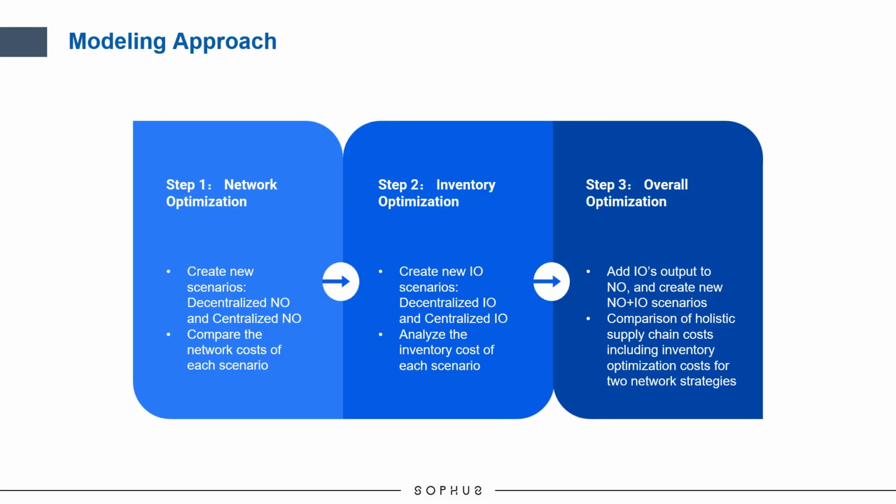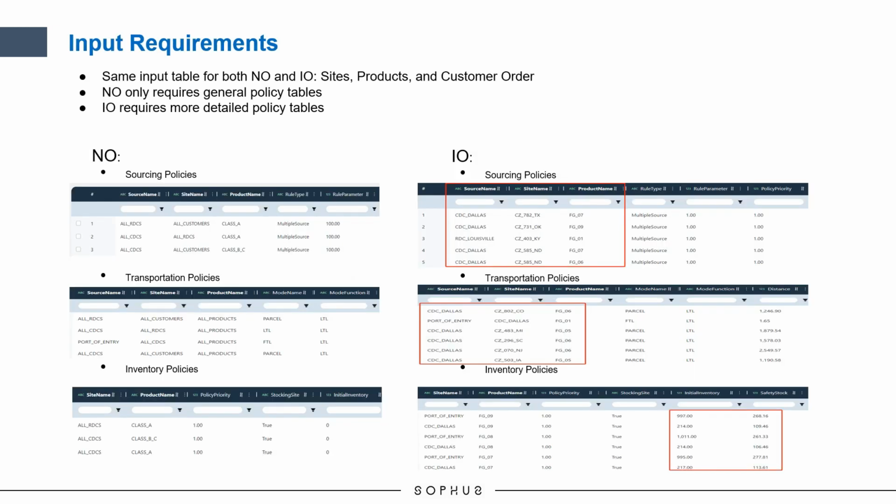Our methodology involved 3 steps. Step 1, network optimization. Step 2, inventory optimization, and Step 3, overall optimization. We developed scenarios for both decentralized and centralized models to compare their respective network and inventory costs. To construct a model for House Pro, we need clarity on input data, network optimization, NO, and inventory optimization, IO.